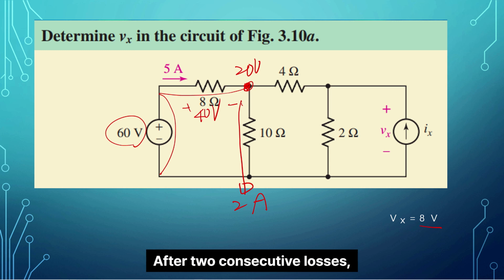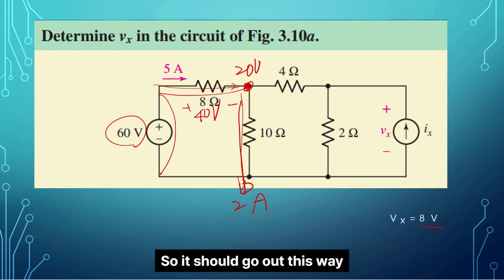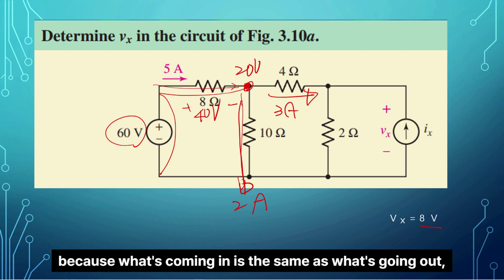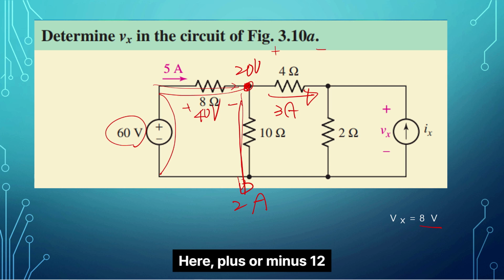5A came in here, and 2A goes out this way. The 3A must go out through here unconditionally, because what's coming in is the same as what's going out. So the situation here will lead to a power failure. Plus or minus 12.